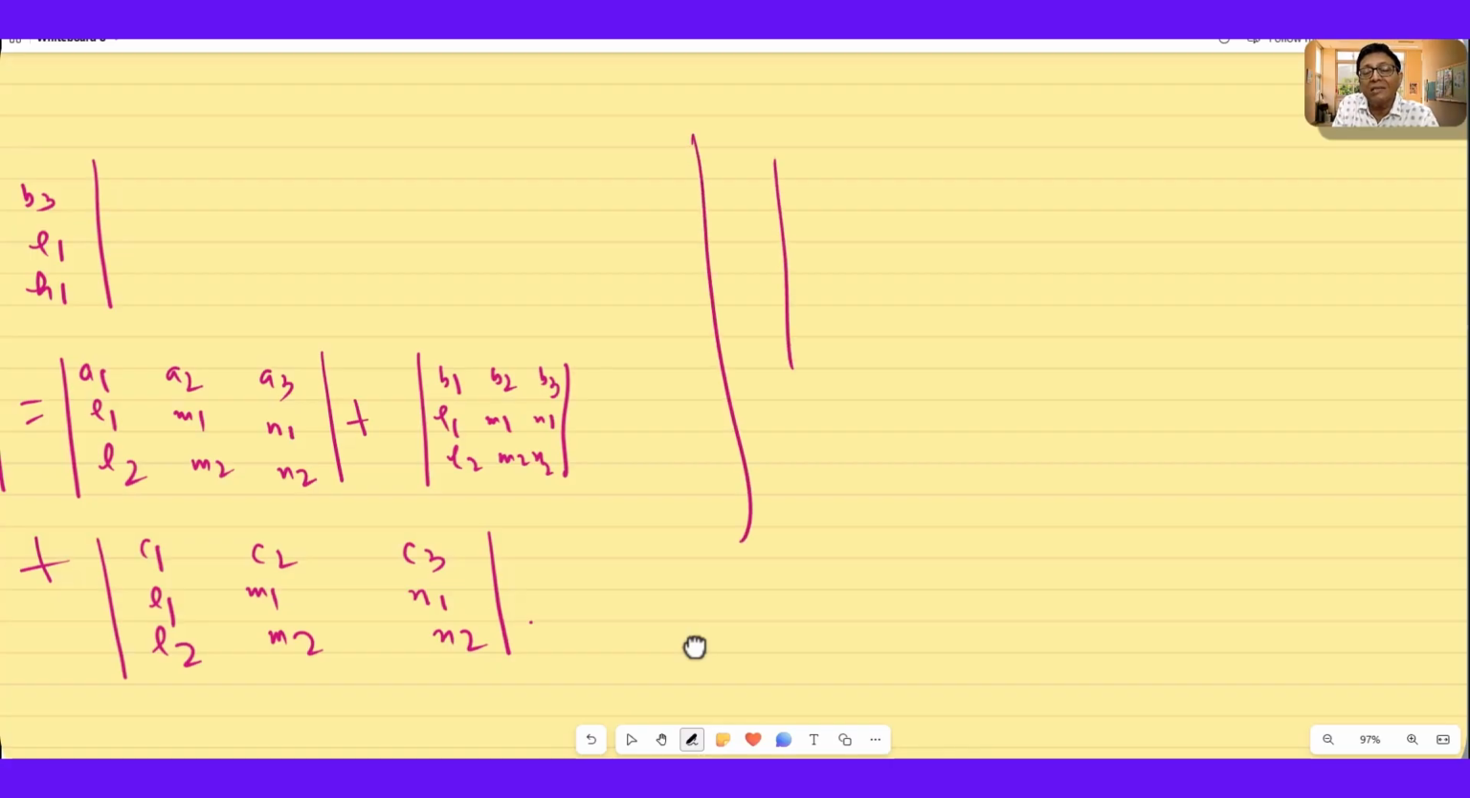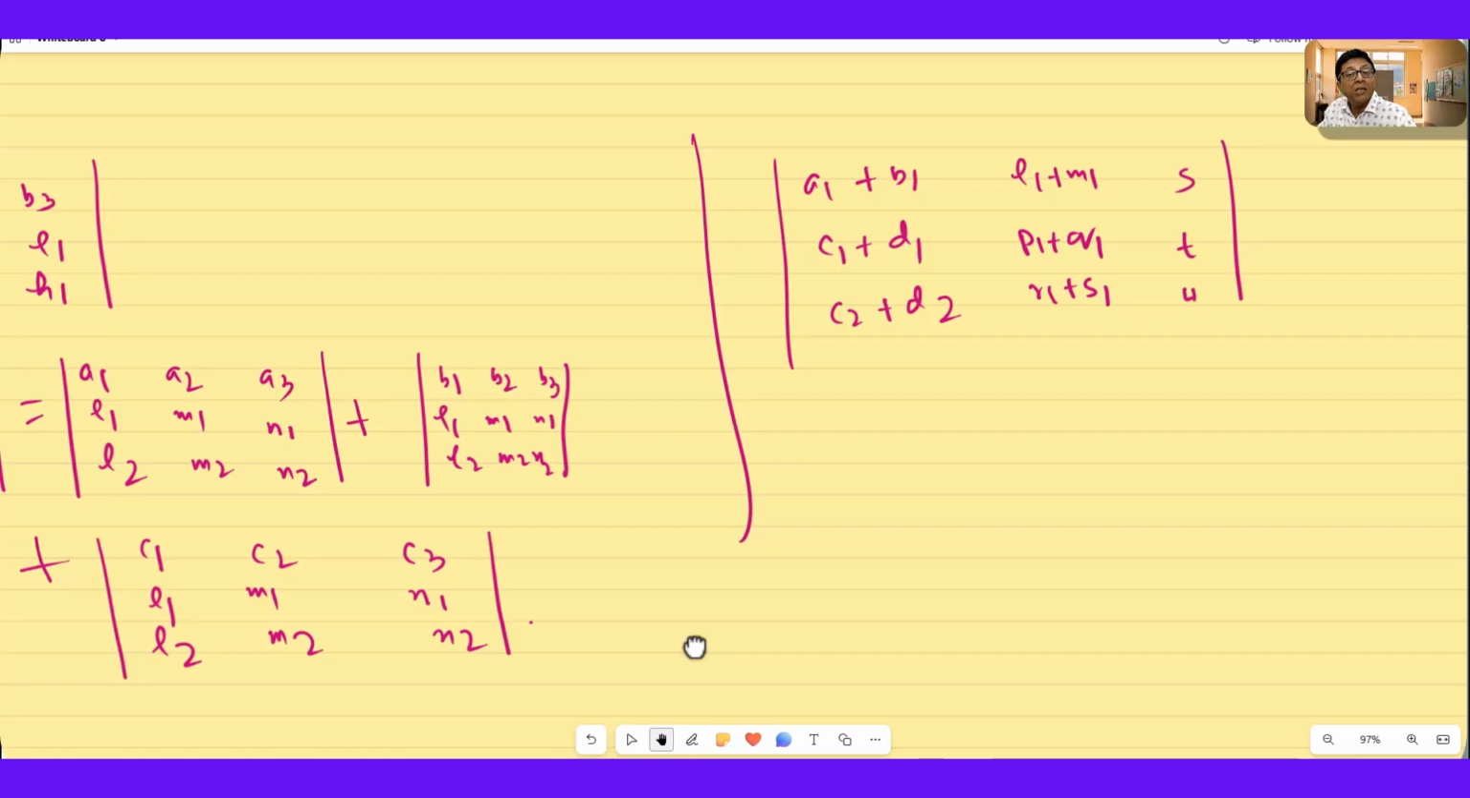If you have a determinant, say of this form, A1 plus B1, I am doing it in terms of columns, so that you realize that for columns also it is valid. C1, D1, C2, D2, and this is say L1 plus M1, P1 plus Q1, R1 plus S1, and this part is STU. Then how many determinants you will get? You can express as sum of how many determinants.